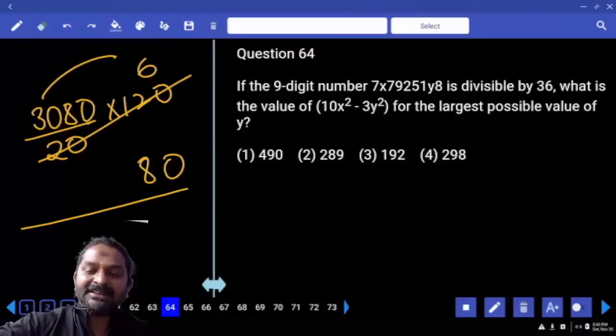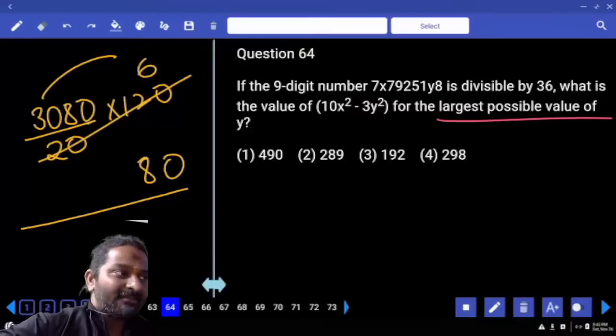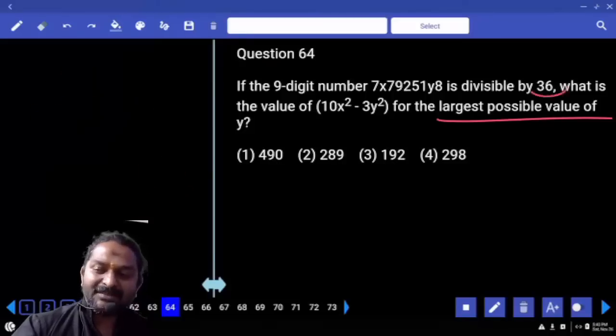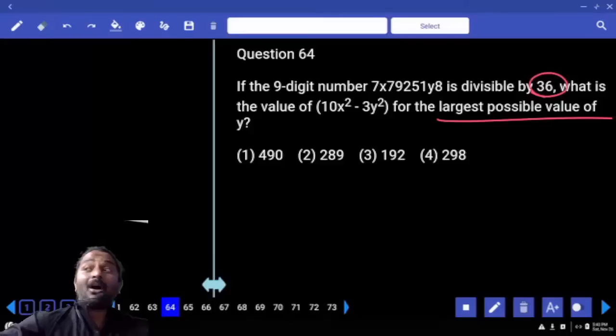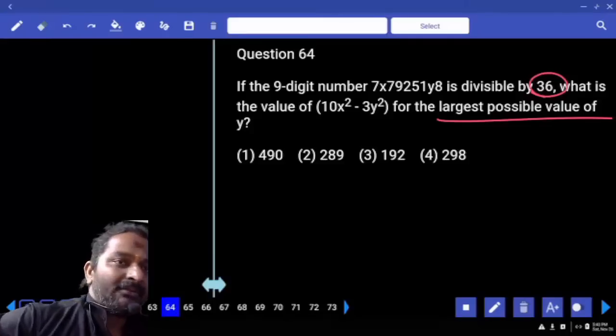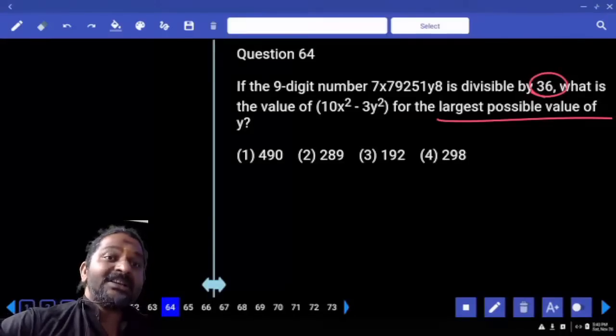If a 9-digit number is divisible by 36, what is the value of 10x square minus 3y square for the largest possible value of y? This condition is important. Okay. If a number is divisible by 36, we must verify which all rules.